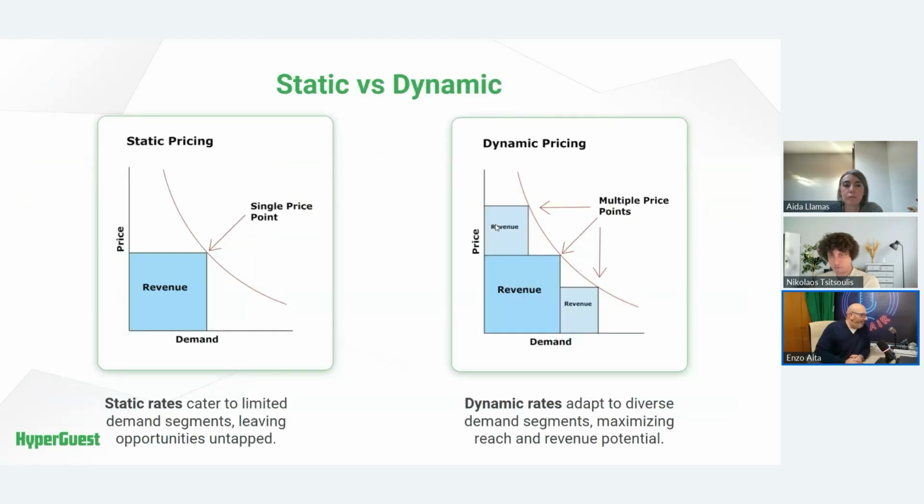Well, this is just a funny visual to represent the difference between dynamic and static distribution in terms of price. With a static price, of course, you match a single segment, a single type of client. With dynamic price, you have the possibility to match different demand, different segments, meaning you can adapt to diverse demand segments, maximizing reach and revenue.